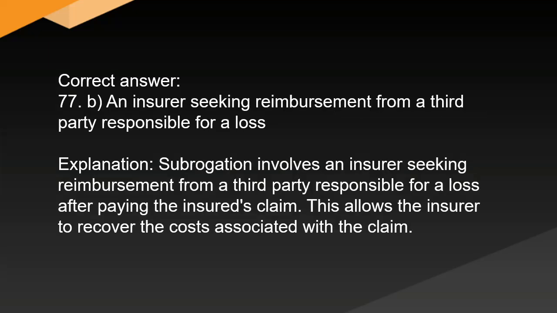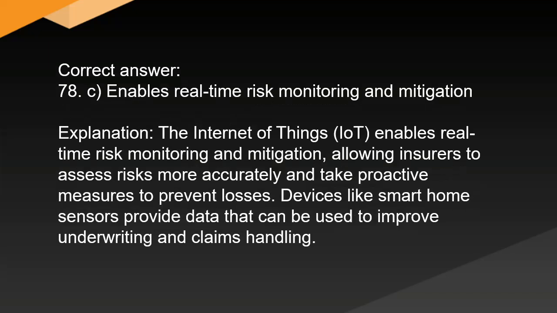Correct answer. B. An insurer seeking reimbursement from a third party responsible for a loss. Explanation. Subrogation involves an insurer seeking reimbursement from a third party responsible for a loss after paying the insured's claim. This allows the insurer to recover the costs associated with the claim.